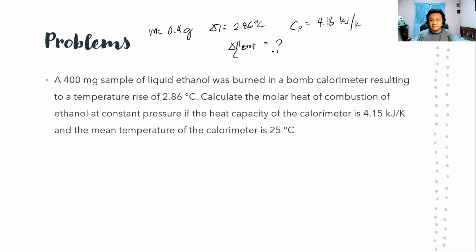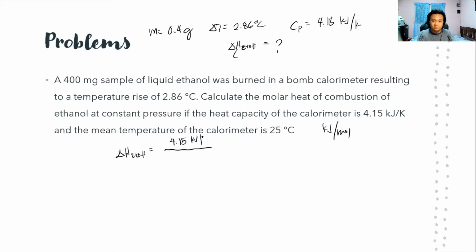So actually, this does not require so many formulas, but we have to do it by dimensional analysis. To find that, we have to analyze it. So we are asked to get the molar heat of combustion, meaning the units must be in kilojoules per mole. So we have to have the kilojoules in the numerator.